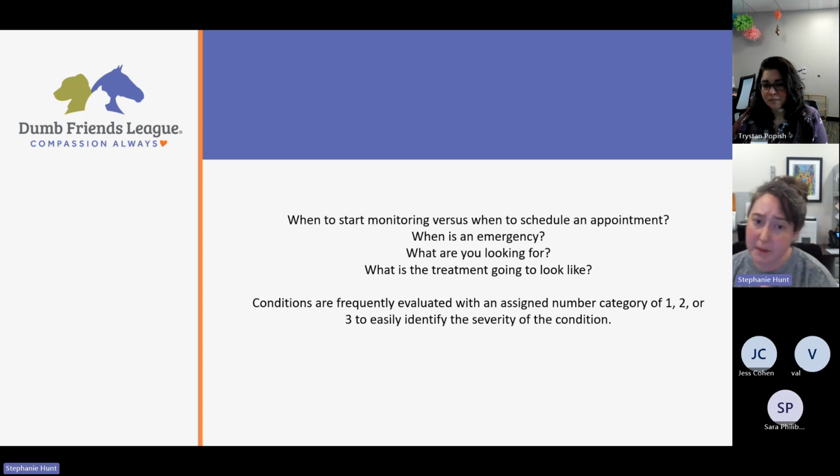So we're going to talk about when to monitor versus when to schedule an appointment. For some of these conditions, what does an emergency look like? What should you be looking for? What is your treatment going to look like? So what medications are you going to be taking home with you?